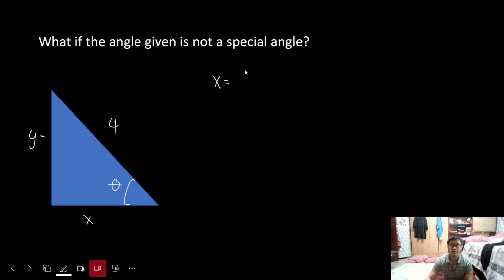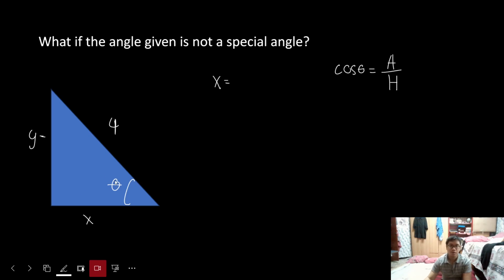Opposite all over. Oh, wait, sorry. You will be using cosine and sine, right? For your x, you will be using cosine theta. So what's cosine theta? Cosine theta is basically adjacent all over your hypotenuse.